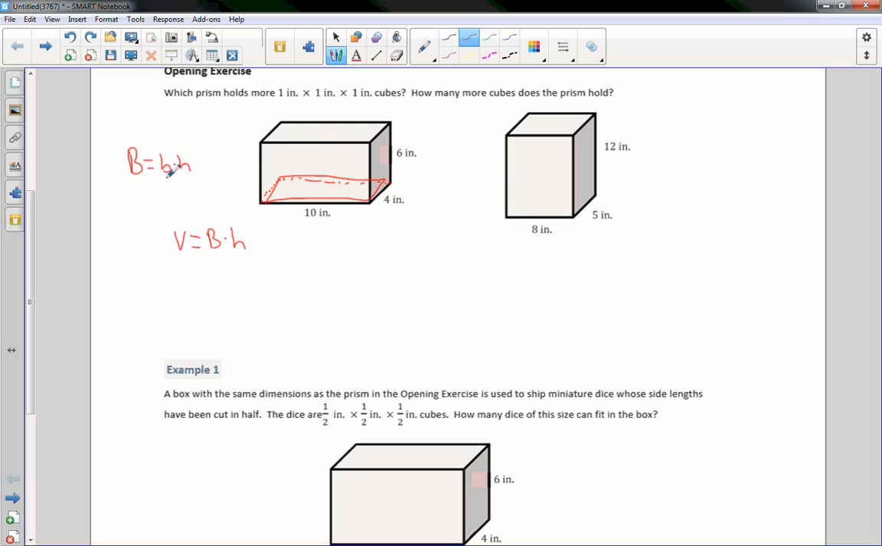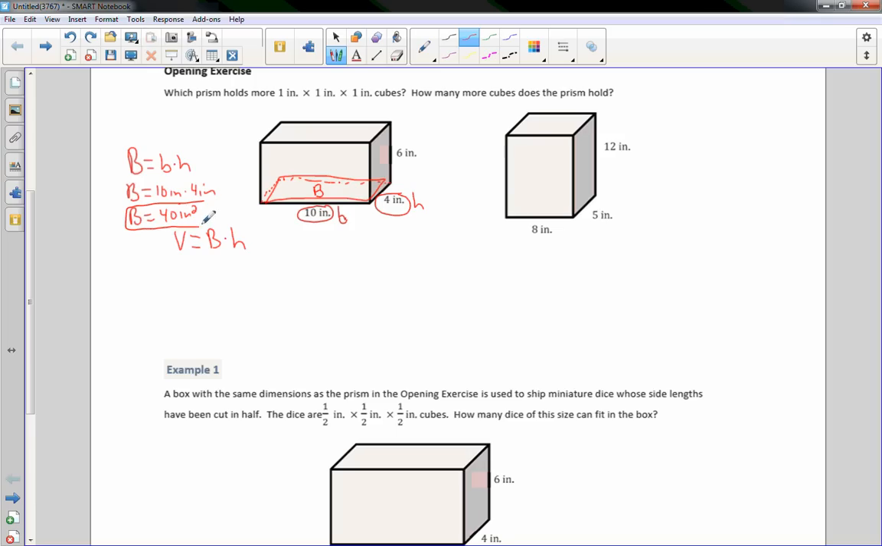And the capital B and the lowercase b are two different things. This is little b. This is h. Little b times h gives me the area, which is capital B. Okay? So the base area is what we need to find first, which is 10 by 4. So 10 inches times 4 inches. So the base area equals 40 inches squared.